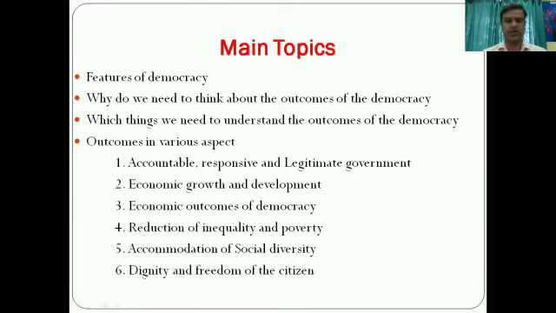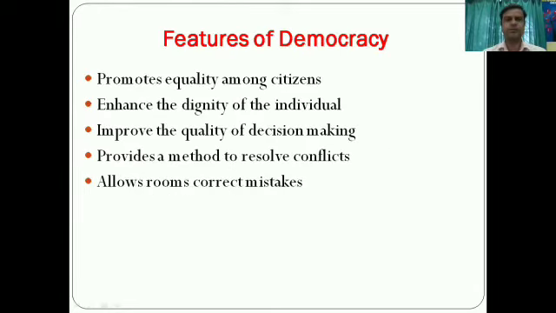accountable, responsive and legitimate government, economic growth and development, economic outcomes of democracy, a reduction of inequality and poverty, accommodation of social diversity, dignity and freedom of the citizen. Now let's begin with the first topic, features of democracy.